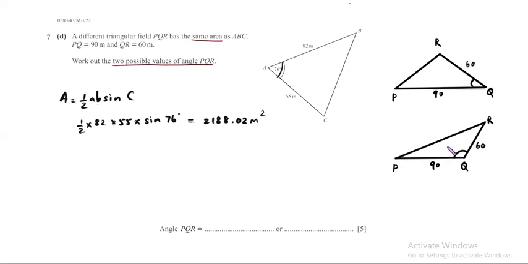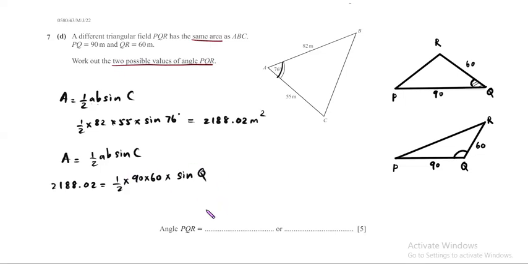This is the same area for the other two triangles, which means, again, to calculate the value of this angle, the two sides connected to that angle are known, so I will again use the formula half ab sine C to calculate the angle. I use this area, 2188.02, which is equal to half times a and b, the two sides connected to the angle, this 90 and 60, like it's mentioned in the question. I have drawn it here. Then I need to find this angle, so it's going to be sine of the angle, which I will mark as Q.